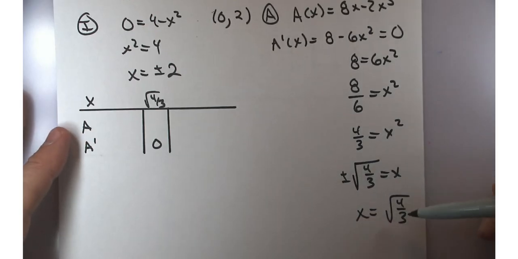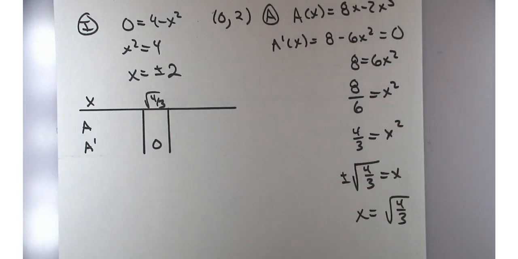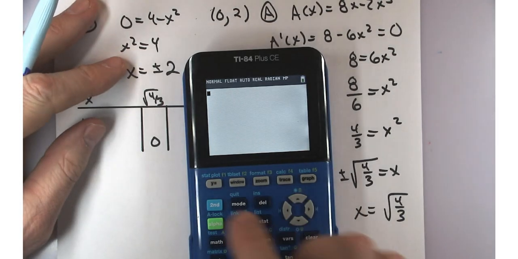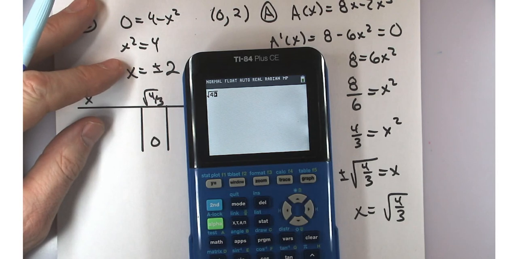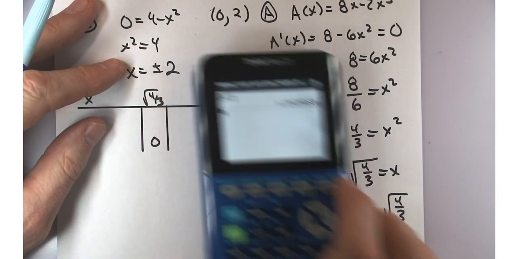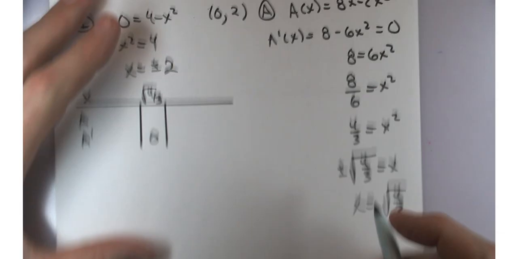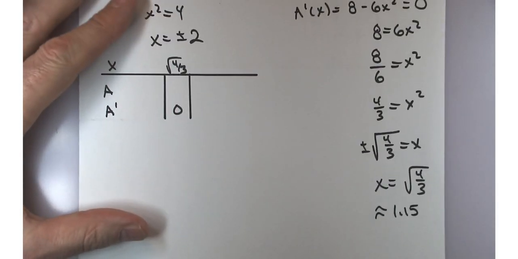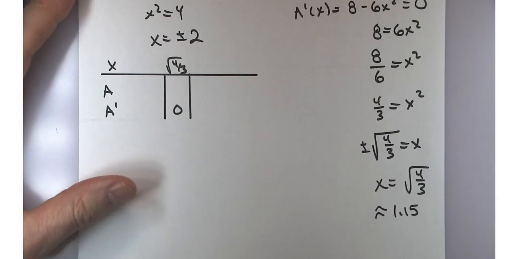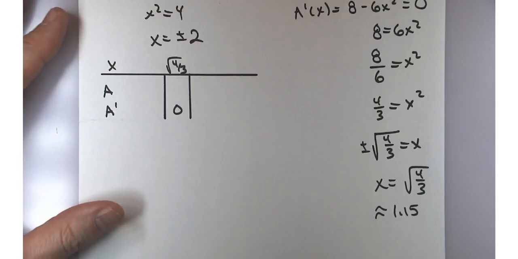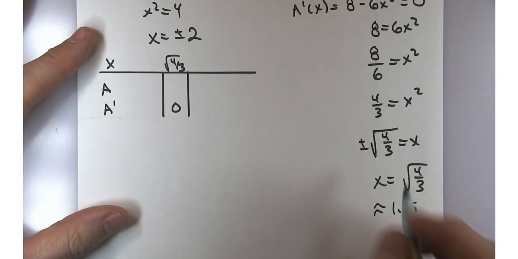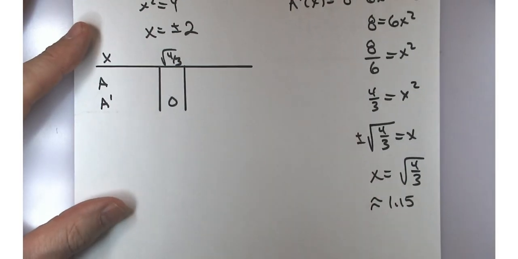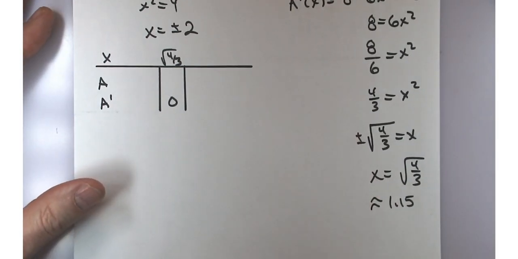So let's see. 2 divided by square root of 3. That's going to be a little bit more than 1, I believe. Let's just check that out. Square root of 4 divided by 3. Yeah, about 1.15. So as far as some test points are concerned, I guess I could use x equal 1 as a test point and x equal 1.5 as a test point.